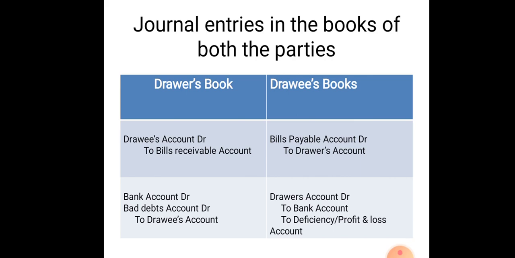So in the drawer's book, the second entry would be bank account debit, bad debts account debit to drawee's account. And in drawee's book, the entry would be drawer's account debit to bank account and deficiency account. Either it will be transferred to deficiency account or it will be transferred to profit and loss account. Whatever the amount is unrecovered will be transferred to deficiency or else profit and loss account. So this is the end of the class.